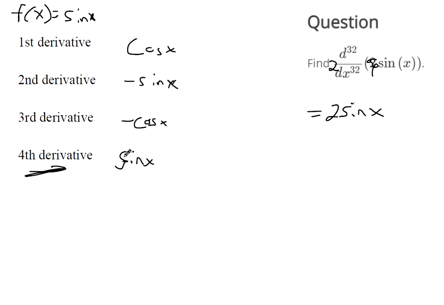Because the fourth derivative, if you were to take this and divide by 4, it should be sine of x. Because the fourth, the 8th, the 12th, the 16th, the pattern would continue every time you go 4 derivatives.